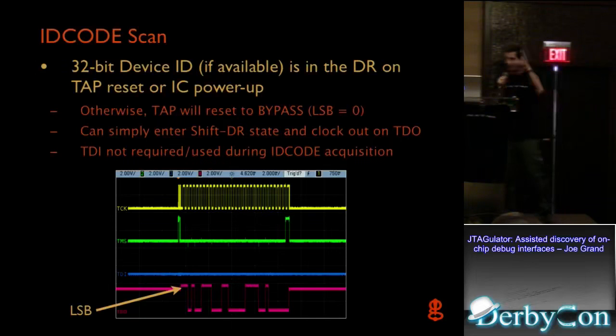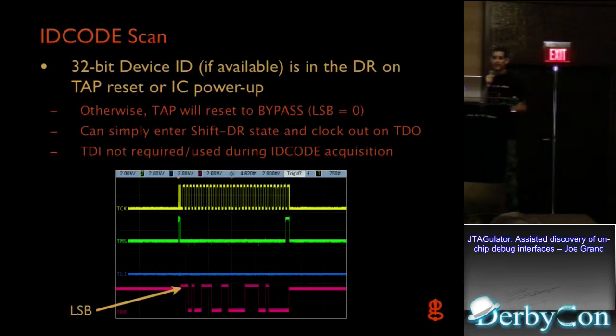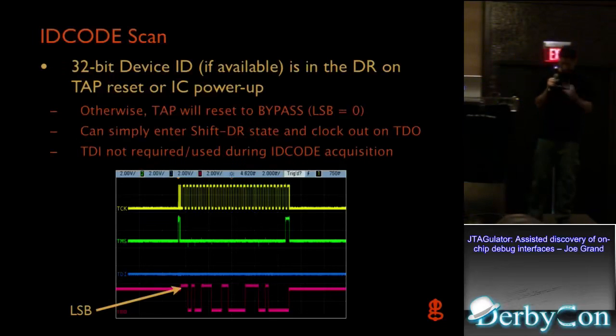So what we do is, for every possible permutation, we try to reset the pins that we think might be the TAP, because we're trying every possible combination. So we send a reset. Then we basically move to the shift data register state and shift data out. If it ends up looking like a potential ID code, then we print that out and move on to the next one.